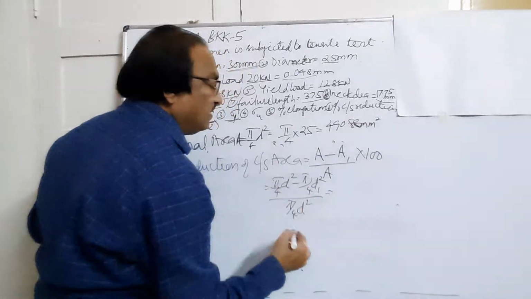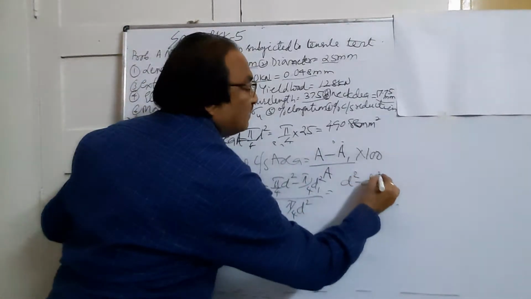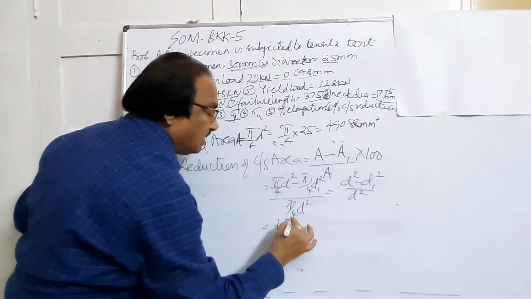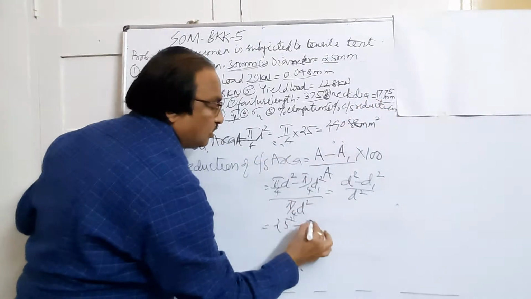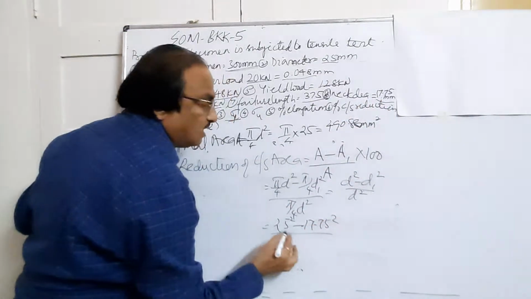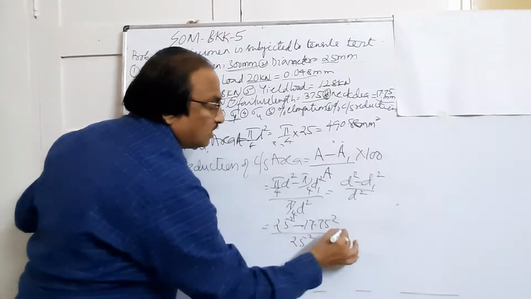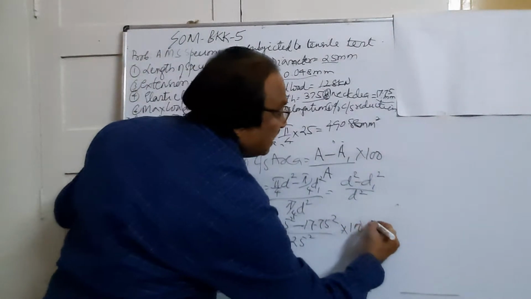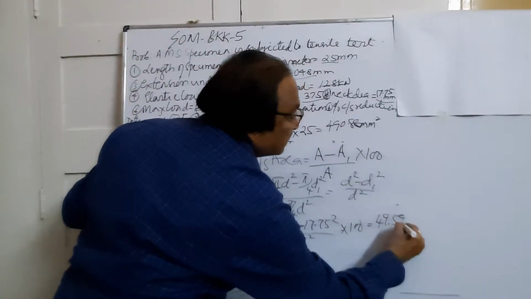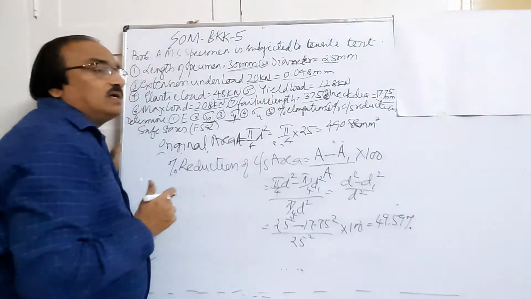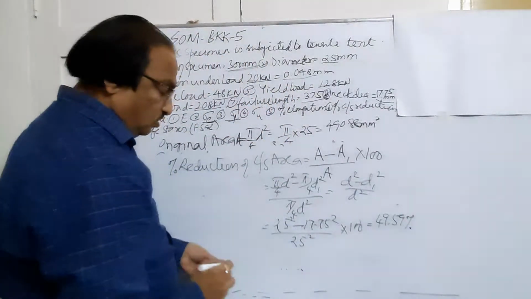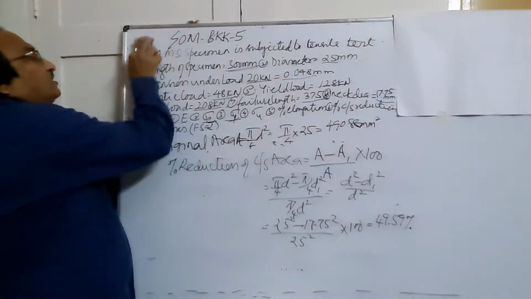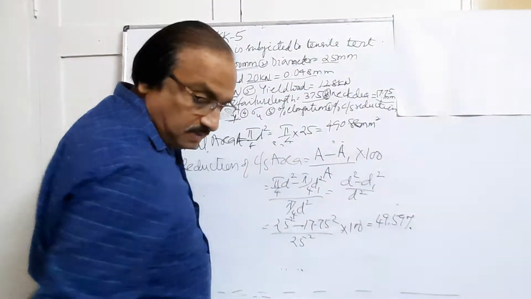So if you simplify, pi by 4 gets cancelled here, d square minus d1 square by d square. So d is original diameter 25 square minus final diameter is 17.75 square divided by 25 square into 100. So it is in terms of percentage. You get the percentage as 49.59%. Almost 50% is the reduction in the cross sectional area. So this type of problem is sometimes asked in the examination based upon the tensile test of the machine.